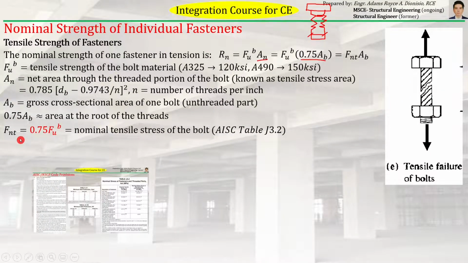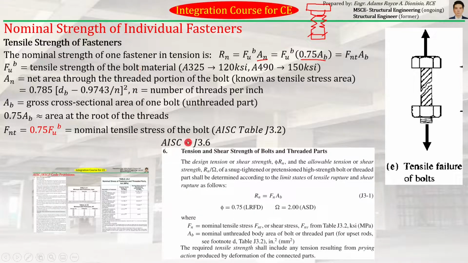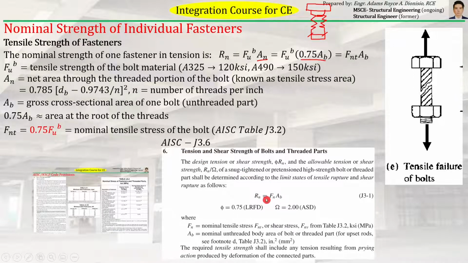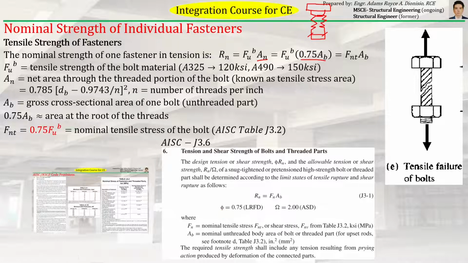So, doon mo kukuha yung value ng FNT. Yung mismong code provision related to the computation of the tensile strength of fasteners can be found dito sa AISC J3.6. So, yung formula na nandun sa code na yun is similar to this final formula na makikita. So, yung FNT na yan, ito lang din yung FN. Then AB, the cross-sectional area of the threaded part of the bolt. Okay. So, yung phi na ginagamit for the tension na tensile is 0.75 for LRFD. So, yun yung mas mahalaga dito.